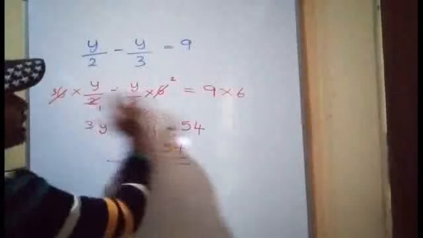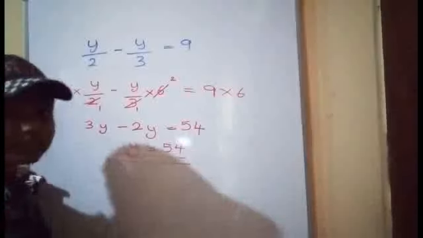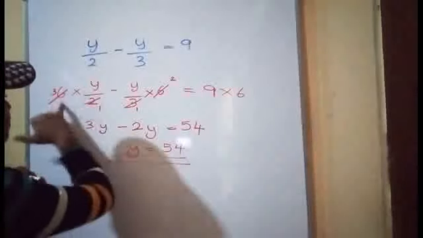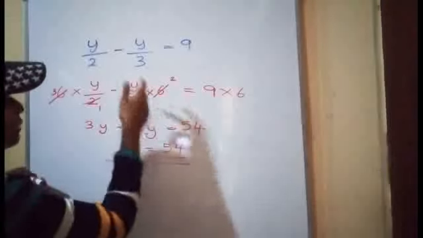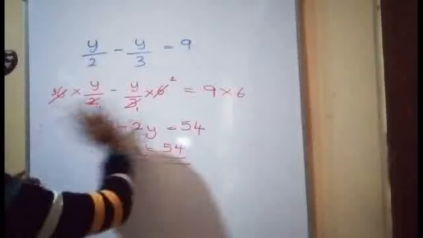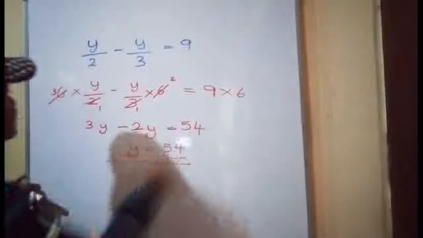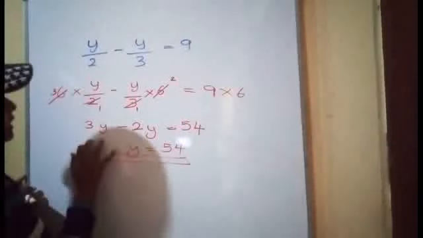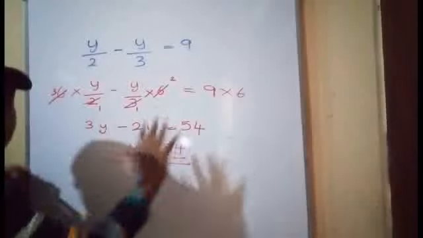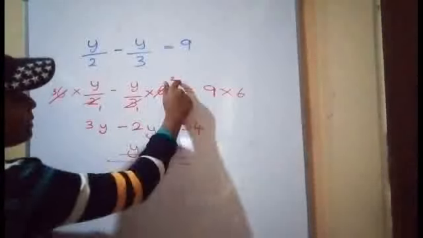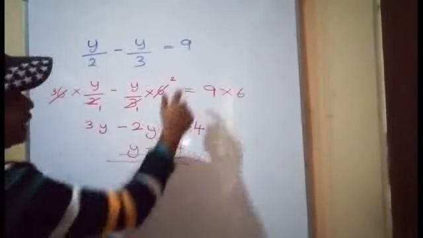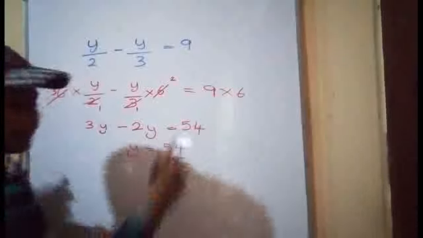And now we multiply both sides by 6. Now they have 2, they have 6. 6 divided by 2 is 3, and 6 divided by 3 is 2. And now they have 9 times 6. So 3 multiplied by y is 3y. The subtraction operation stays the same. y multiplied by 2 is 2y. Equals 9 times 6 is 54.